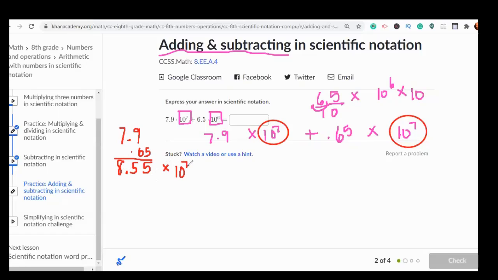Check now, before you get ready to turn it in, check and see, is this number indeed written in scientific notation? We have a number times a power of 10. But then we check, is this number between 1 and 10? And it is, so we are good. 8.55 times 10 to the 7th power.